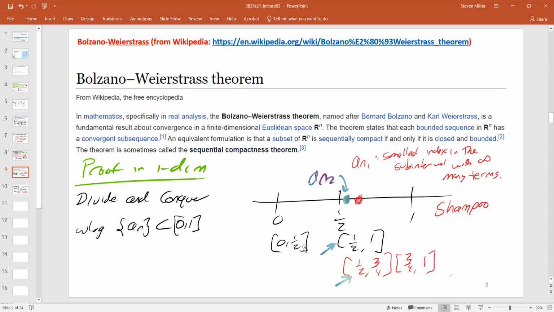So it is possible. It is absolutely possible that they both have. And so it's absolutely essential that we have infinitely many terms in the process. And as long as we have infinitely many terms, one of the intervals has to have infinitely many. And so we can keep going.